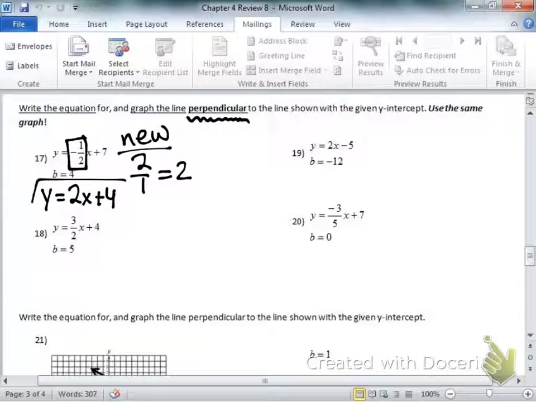You still use the new b. You don't use the old b at all. The 7 is not important. You take the old slope, you flip it, change the sign, and use the new b. So what is the new slope on number 18?